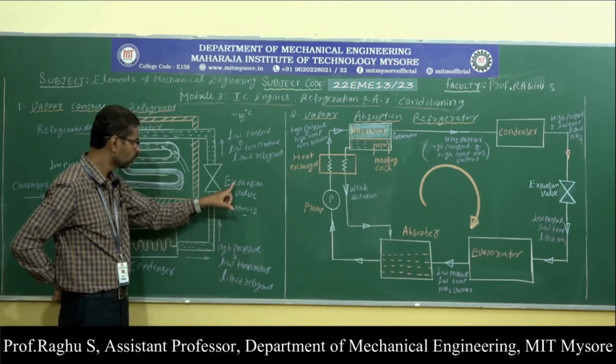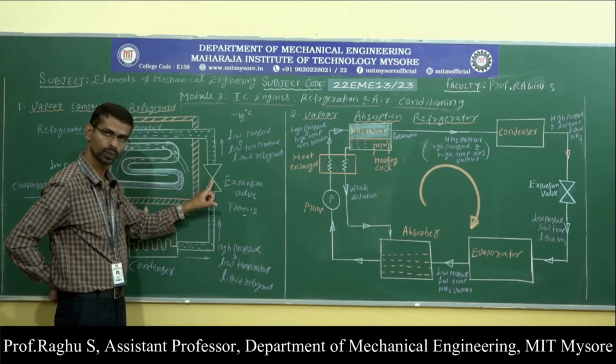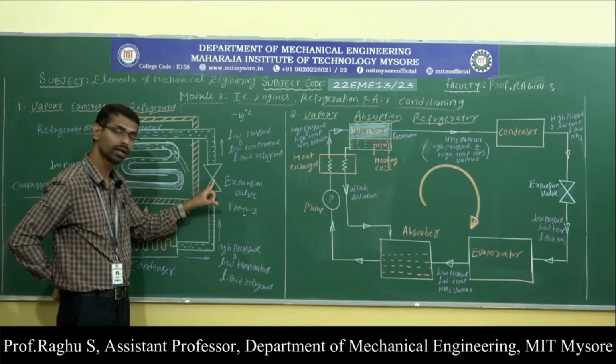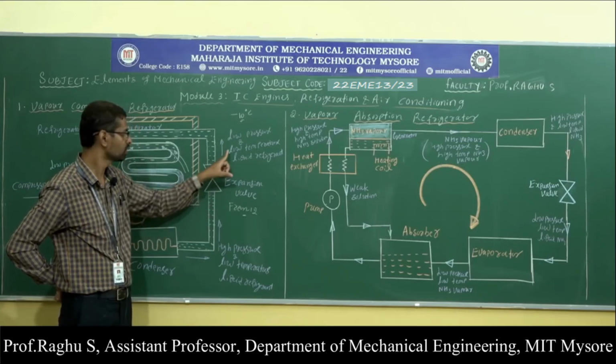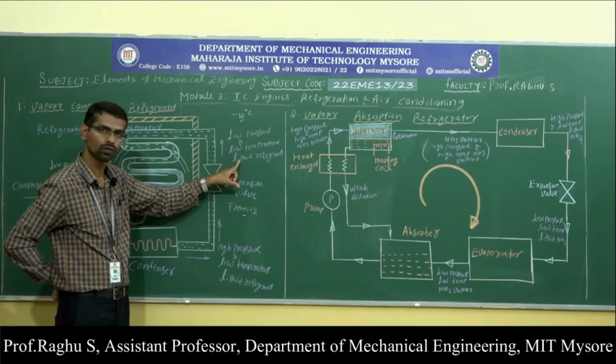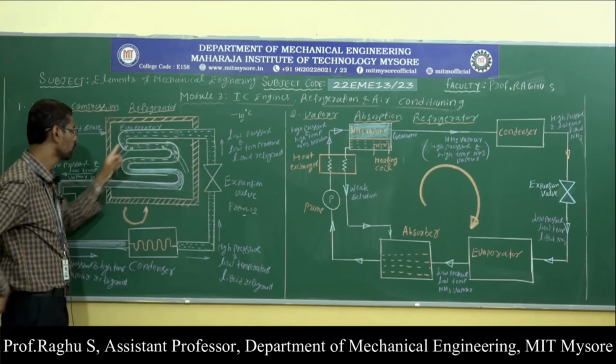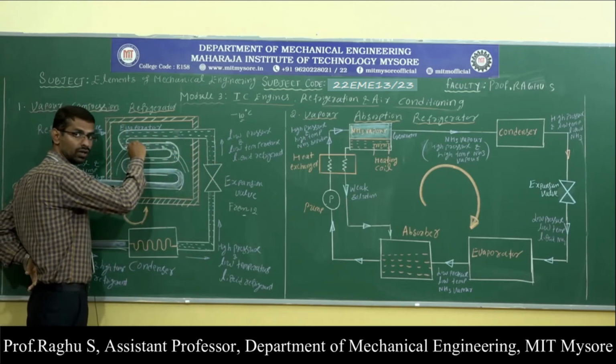Now this high pressure and low temperature liquid refrigerant enters into the expansion valve. In the expansion valve, expansion of the liquid refrigerant takes place. Due to expansion, pressure and temperature are reduced to a lower value. Now the low pressure and low temperature liquid refrigerant enters the evaporator tubes. Here we have low temperature liquid refrigerant.